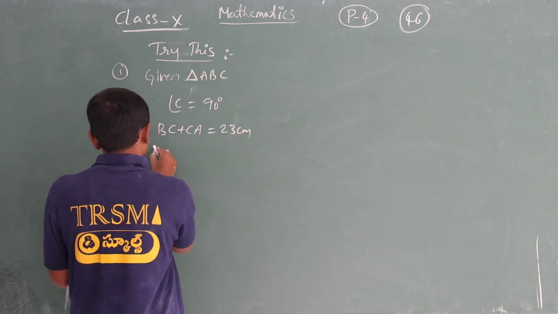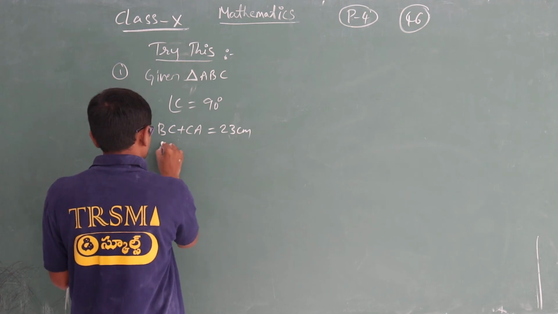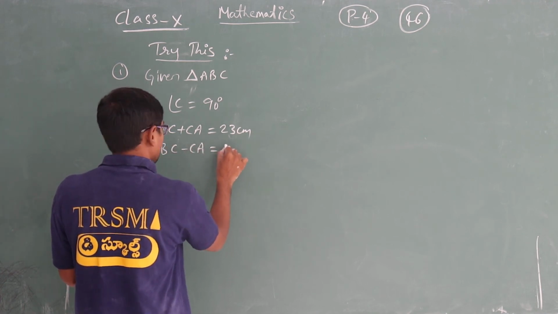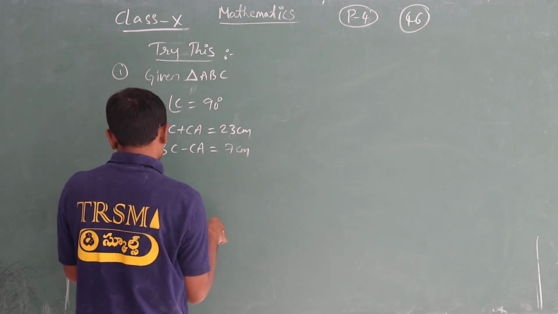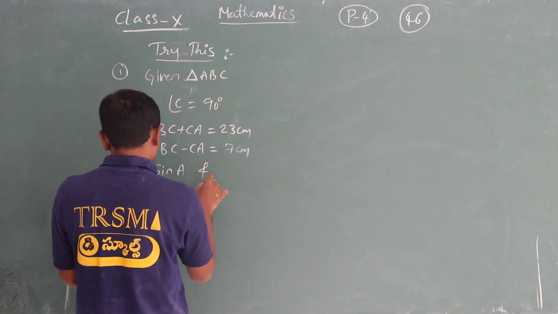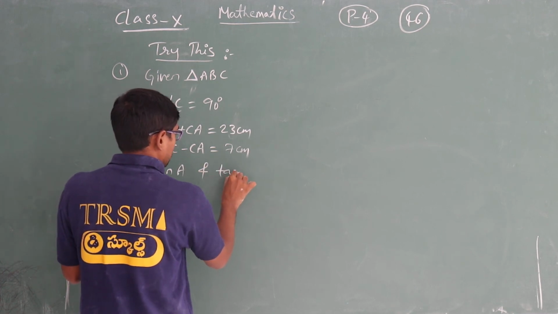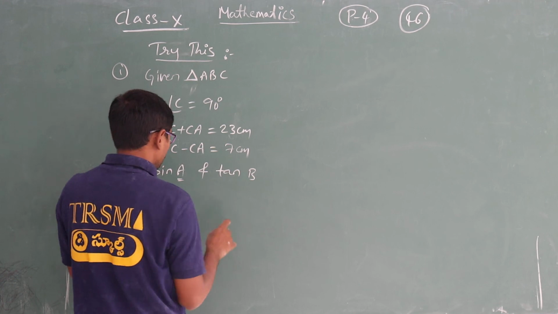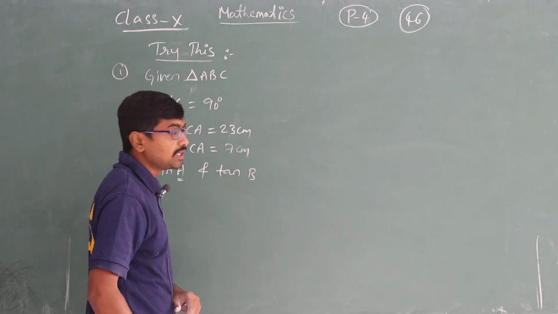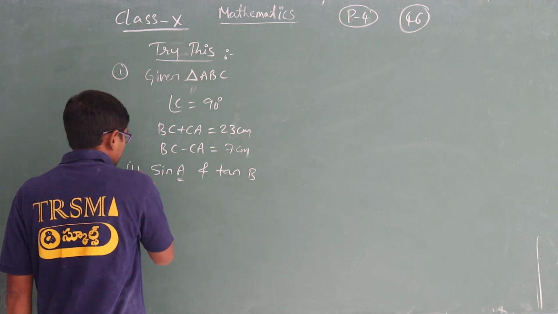And similarly, BC minus CA is equal to 7 centimeters, as he had given. What we need to find? We need to find sin A and tan B. It means that first we have to take the acute angle at A and next we have to take the acute angle at B. Okay, so remember this thing.